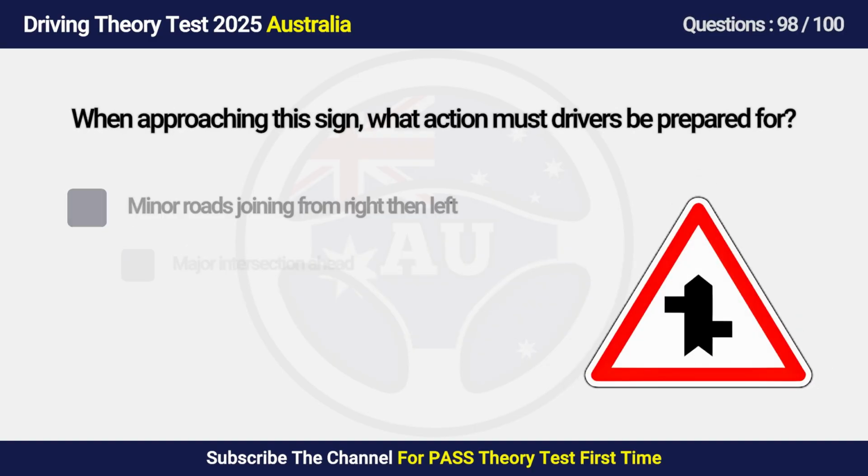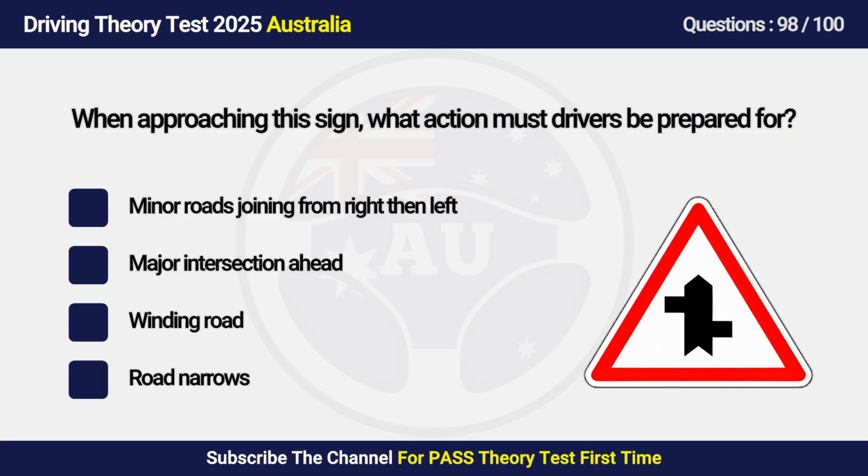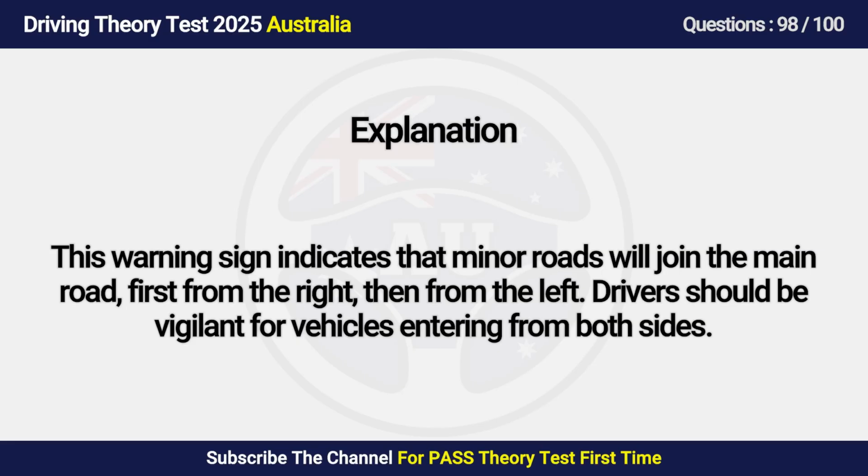Question 98. When approaching this sign, what action must drivers be prepared for? A. Minor roads joining from right then left. B. Major intersection ahead. C. Winding road. D. Road narrows. Answer is A. Minor roads joining from right then left. This warning sign indicates that minor roads will join the main road, first from the right, then from the left. Drivers should be vigilant for vehicles entering from both sides.